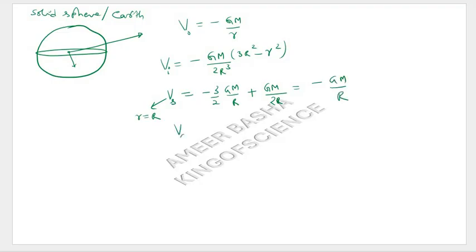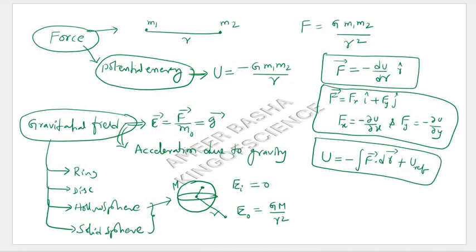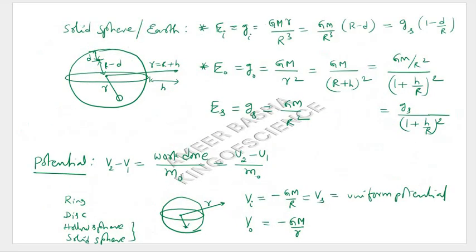What about v at the center? Center means r equal to 0. That time it comes out to be minus 3 by 2 times Gm by R. Obviously it is 3 by 2 times v on the surface. So finally, what I want to say here, you remember for force and energy, similarly field and potential.